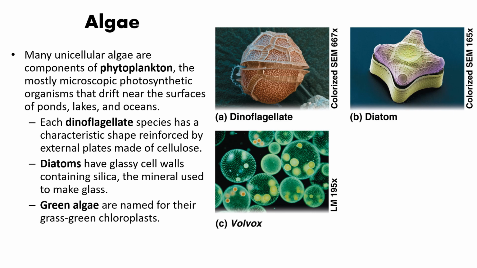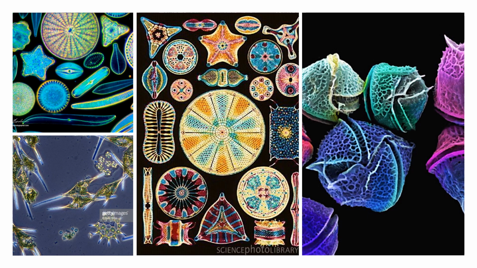So if you see them, they're green, they're going to be doing photosynthesis. And so volvox are going to be an example of this. I just wanted to show another image of diatoms and some dinoflagellates. I think diatoms are absolutely beautiful. These are just some examples of them. They look like stained glass when you look at them under a microscope.